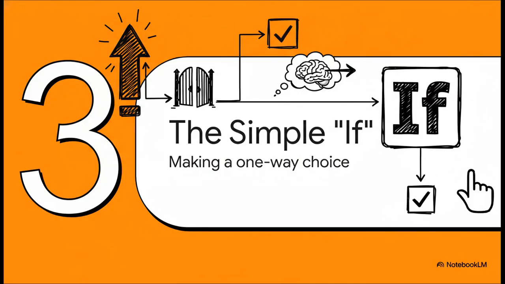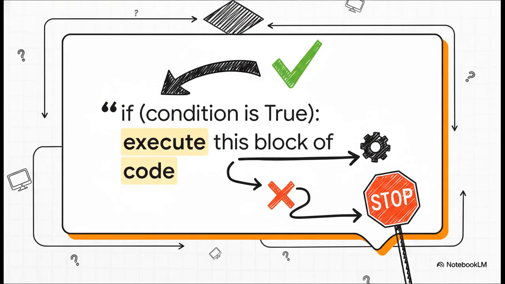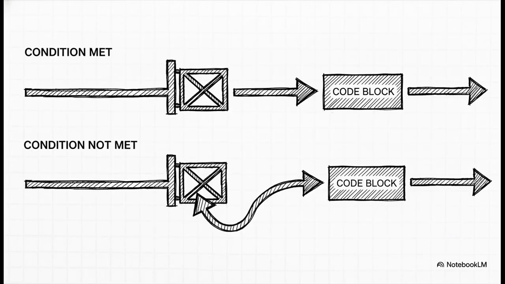Okay, so we know how to ask questions that get a true or false answer. Now what? Well, now we can do something with those answers, and we'll start with the most fundamental tool in the box, the simple if statement. Think of the if statement as a bouncer at a club. It checks your condition. Is it true? Cool, you're in. The code inside gets to run. Is the condition false? Sorry, you're not on the list. The program just walks right past and moves on to the next thing. So yeah, it's basically a one-way gate.